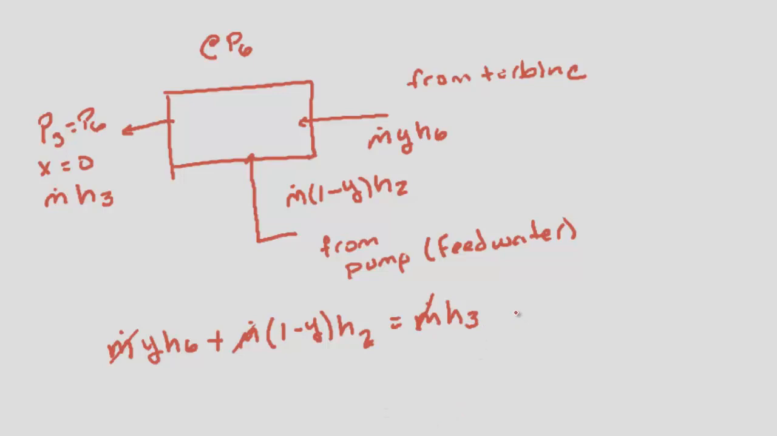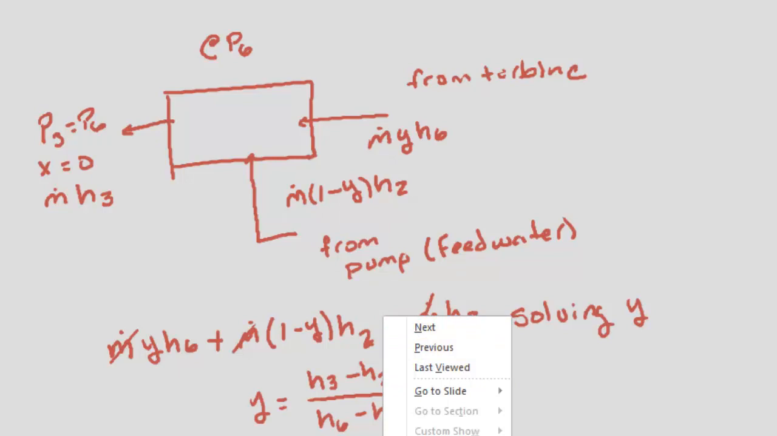So if we solve for y, we're going to get... and I'm sorry, this is h2, and then we have... I'm committing the same mistake over and over again.